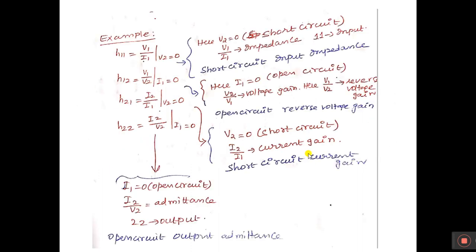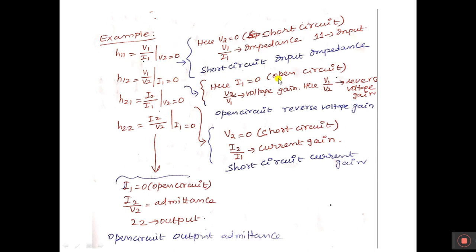See here, for example, I am taking H11. H11 formula is V1 by I1 when we make V2 equal to 0. So V2 equal to 0 means short circuit. V by I means impedance, and 1 means input. So we can call this parameter the short circuit input impedance or driving point impedance. Right? Next one.